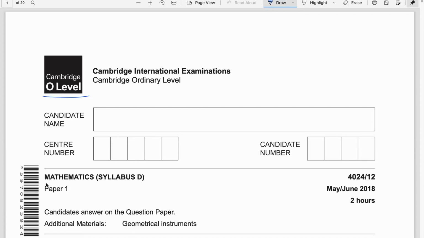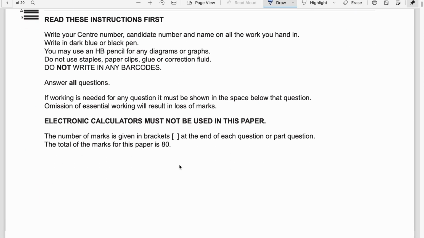A levels. Subject mathematics, paper 1, variant 12, and session is May-June 2018. Time for paper is 2 hours. Calculator is not allowed.